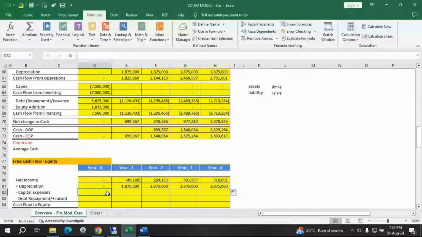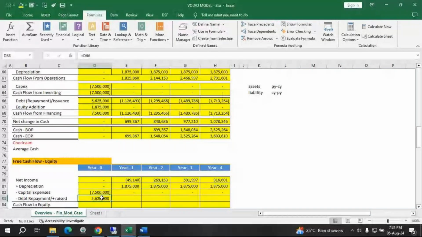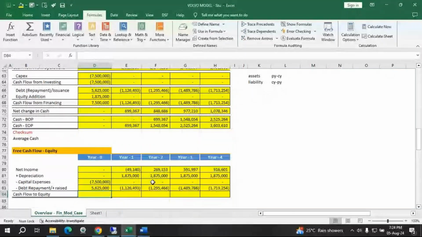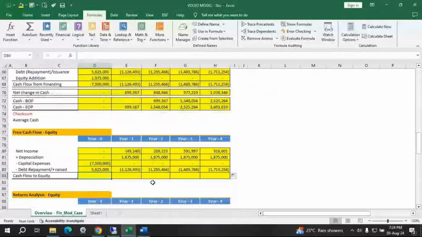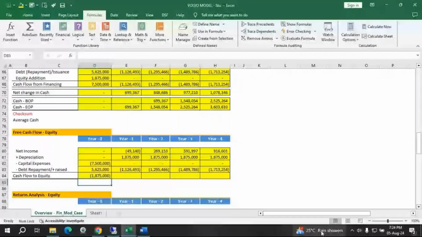Capital expenses is cash flow from investing. Next, debt repayment. Then cash flow to equity, so equals sum of D80 to D83. That is net income plus depreciation, capital expenses, debt repayment. So I'll show the formula.